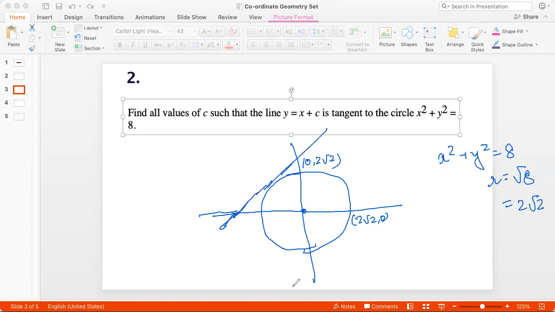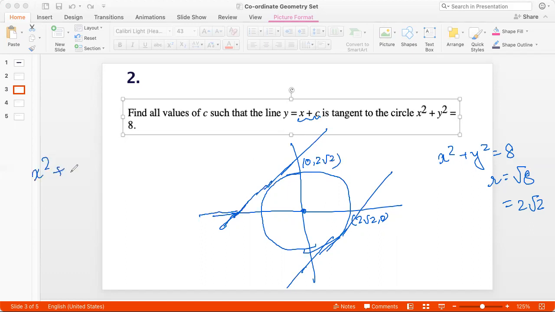And the other line could look like this, right? So I would have two possibilities. So they are tangent, right? Now, how do I find that? I know that the circle and the line should intersect at one point only. So I'll put the value of y from the line into the equation of the circle.